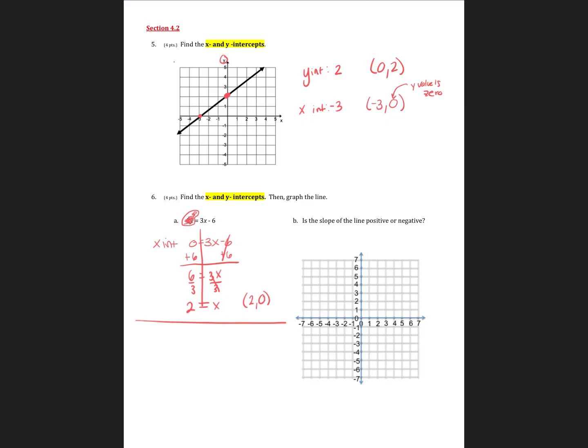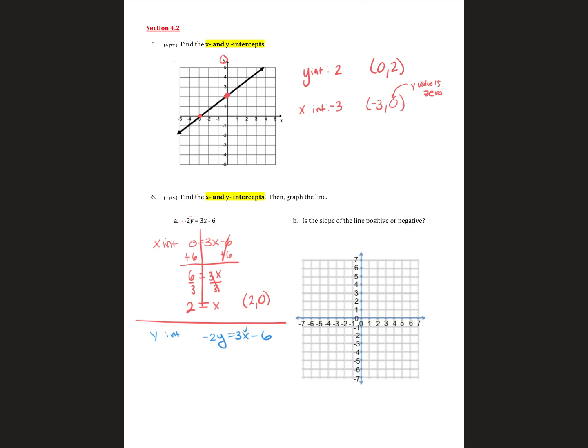Okay, now for the y-intercept. I'm going to take the same equation, which was, let me go back and make sure I have the right equation. The -2y equals 3x minus 6. But since I'm finding the y-intercept, think to yourself, which one's going to be 0? For a y-intercept, the x value will be 0.